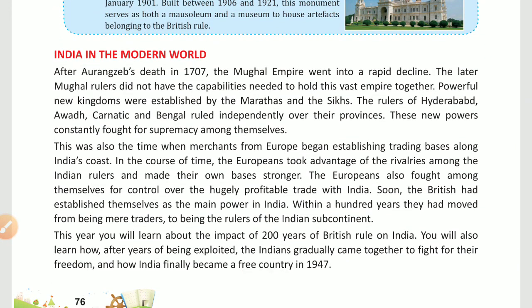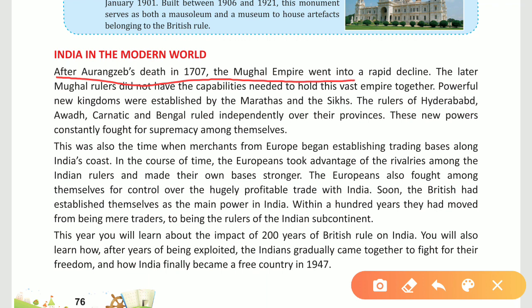Second topic: India in the modern world. After Aurangzeb's death in 1707, the Mughal Empire went into a rapid decline. Very important line, please underline it. The later Mughal rulers did not have the capabilities needed to hold this vast empire together. Powerful new kingdoms were established by the Marathas and the Sikhs. The rulers of Hyderabad, Awadh, Carnatic, and Bengal ruled independently over their provinces.